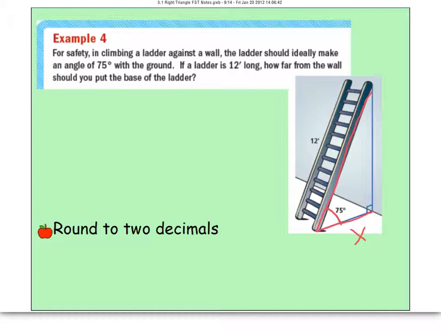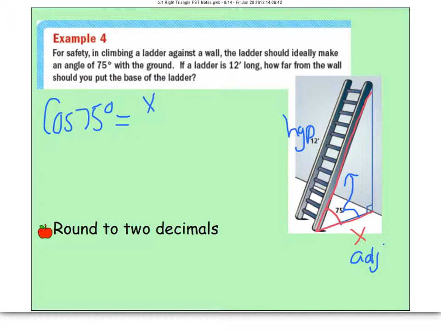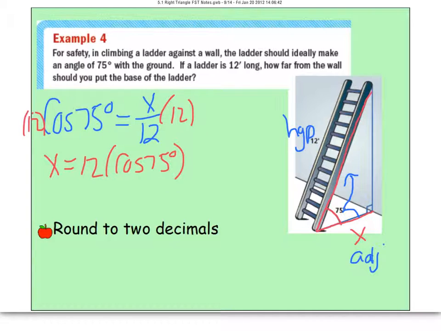All right, let's look and see what ratio we have. We need to have the hypotenuse side, and we need the adjacent side. So this would be cosine. So we're going to do the cosine of 75 degrees equals, so adjacent over hypotenuse. To solve for x, multiply both sides by 12. So in your calculator, you're going to type 12 times the cosine of 75 degrees. And what you're going to get is that the distance for the base should be about 3.11 feet.